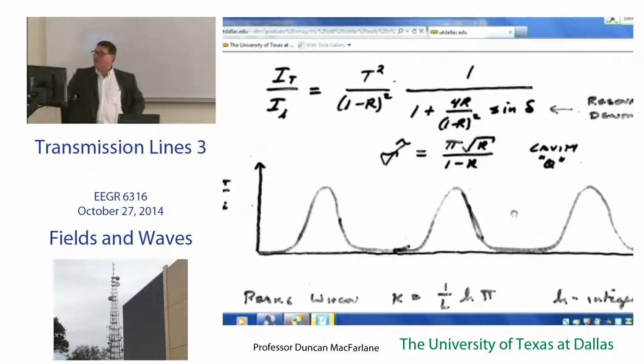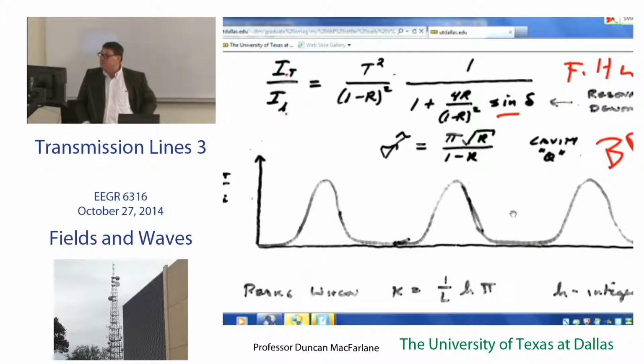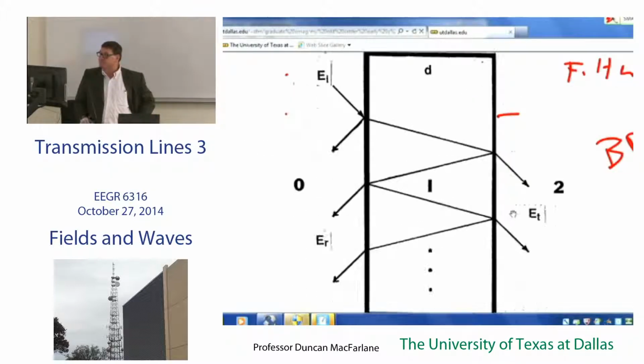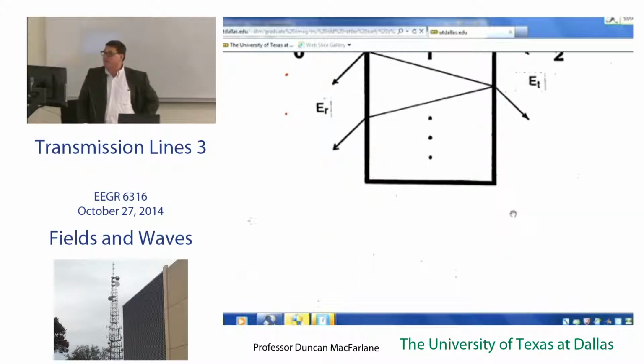So if I look at this expression here, this is my filter response, output over input. And it has a resonance response, which we could categorize, if we want to, as a band pass filter. Okay? It happens to be an interesting filter because it cycles back on top of itself again and again and again. Now, so there's the classic picture.